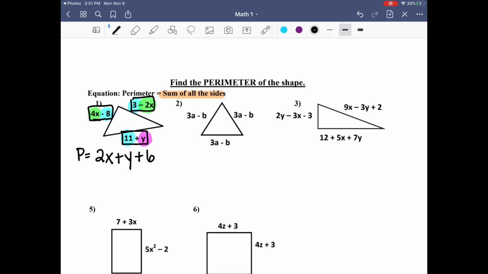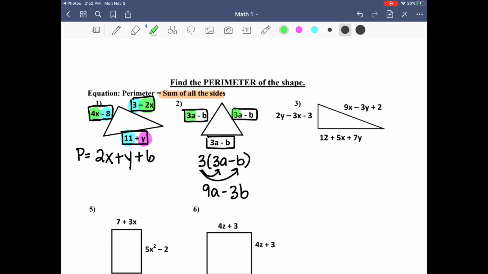All right, so let's look at the next triangle. For this next triangle, I should be able to see that it has all the same sides. So I can still add them all up, or if they're all the same, I can multiply by 3. If I multiply by 3, that's going to give me 9a minus 3b, which would be the same thing as adding 3a, 3a, and 3a to give me 9a. And then negative b, negative b, and negative b would give me negative 3b.